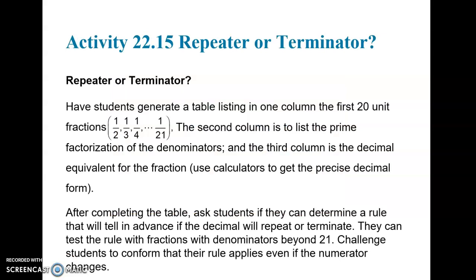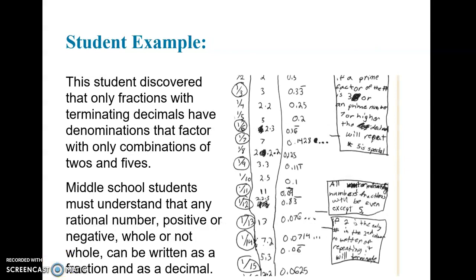Activity 2215, Repeater or Terminator, on page 627 of your book would be a great activity to have students start figuring out if a number repeats or if it terminates. As students discover, the only fractions with terminating decimals have denominators that factor into a combination of 2's and 5's.